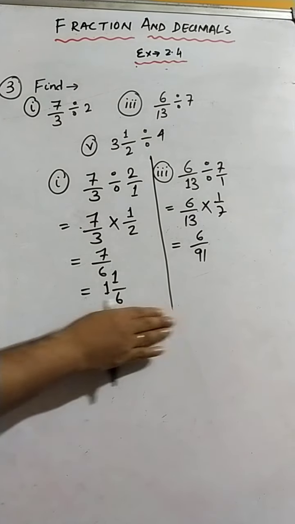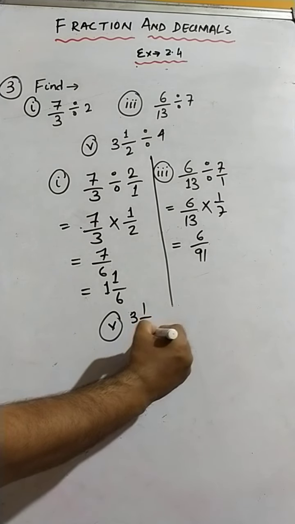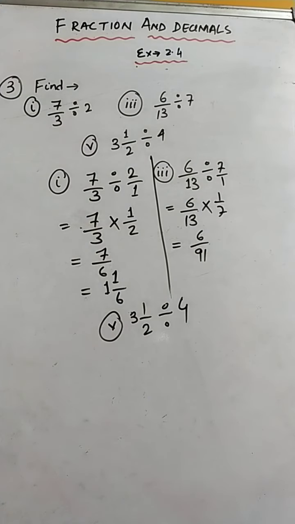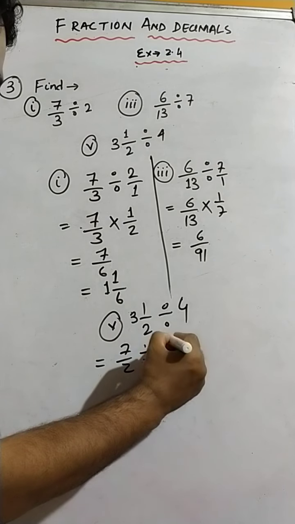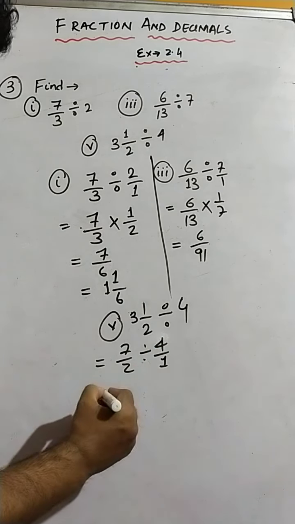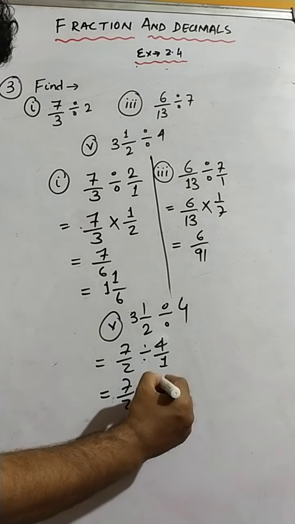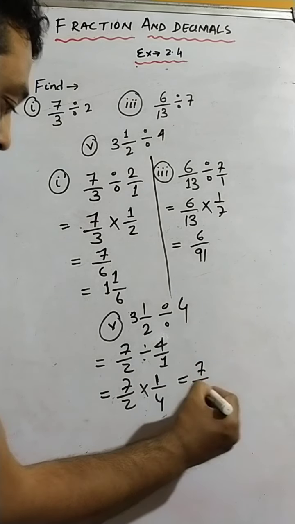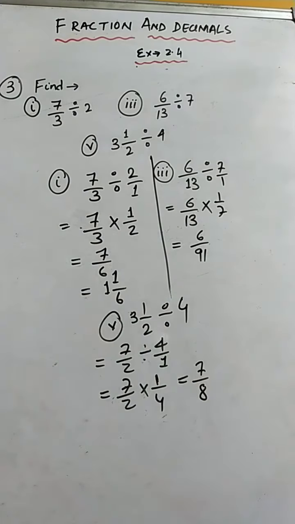Now let's do the last sum of today, that is 5. 5 is what? 3 and 1 by 2 divided by 4. So the first thing we have to do is convert this, that is 7 by 2 divided by 4 by 1. Now 4 by 1, 7 by 2 divided by, it will be reciprocal 1 by 4. Now let's do the multiplication. 7 into 1 is 7, 4 into 2 is 8. So this is your required answer. This is also a proper fraction, so we cannot turn it into the mixed fraction form. So this is the solution of sum number 5.